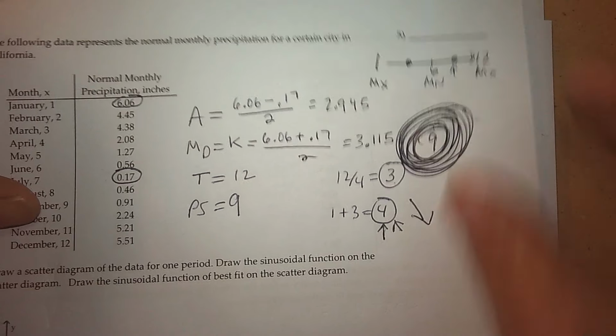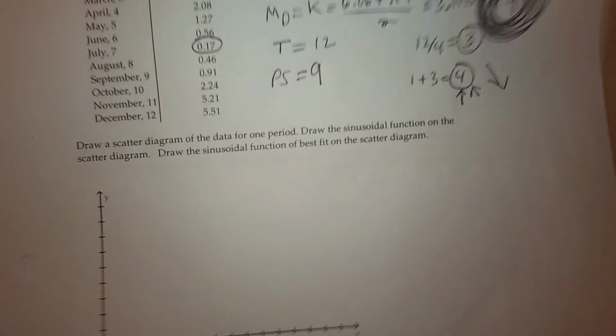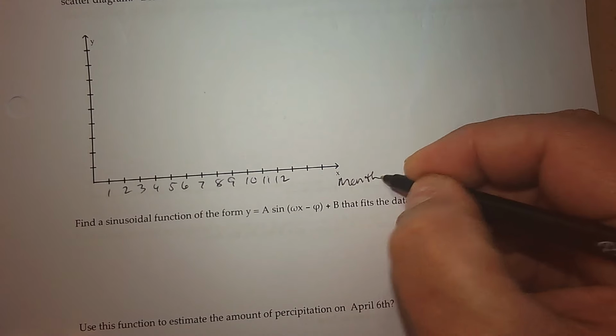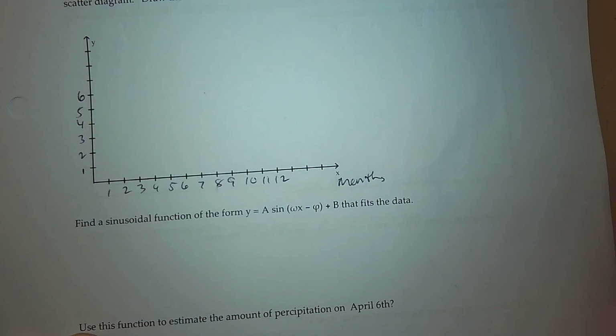So, hey, have you ever done a scattergram? Here we go. 1, 2, 3, 4, 5, 6, 7, 8, 9, 10, 11, 12. That's going to represent the months. Now, I need a scale that makes sense. So I'm just going to count up to 6. That's fine. And then on January 1st, I'm going to put an X and approximate where that is on my graph.